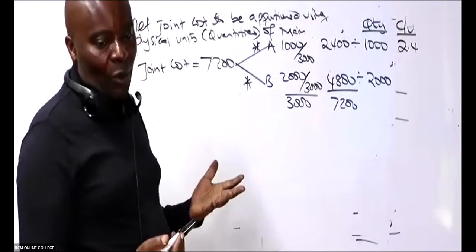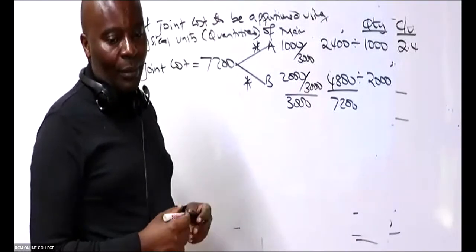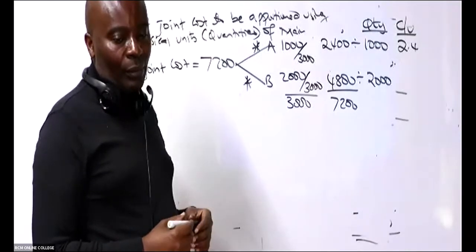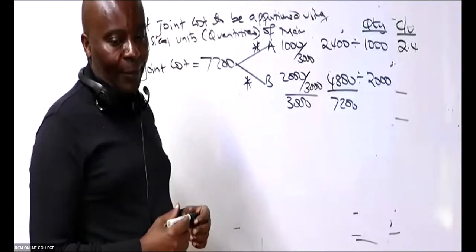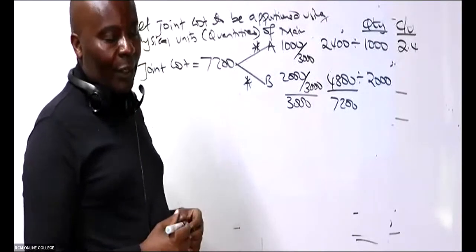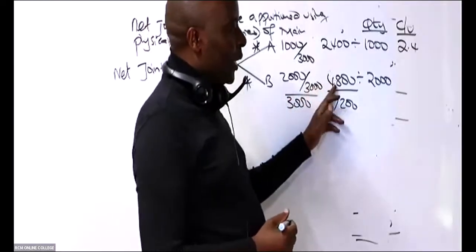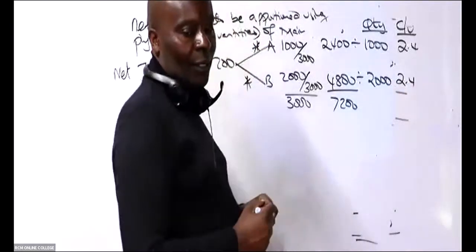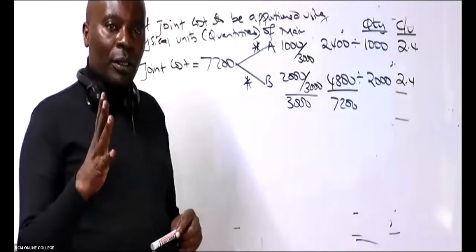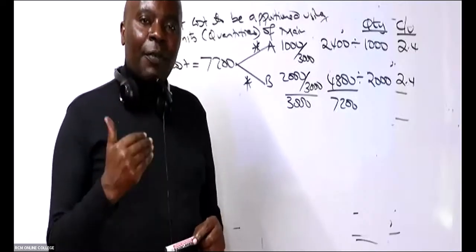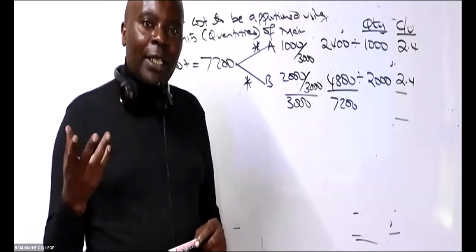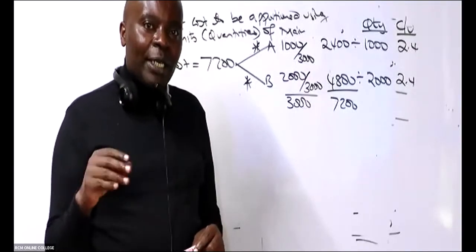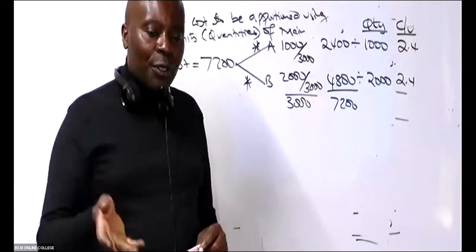You guys have started slowing down. 2.4, right? And then, of course, the other one, the cost per unit will be 4,800 divided by 2,000, which will as well give me 2.4. That is a disadvantage of physical units. You can't tell me that if I'm producing sodas, Coke and Fanta, they will cost the same. It's not possible. One major product would have a higher cost.